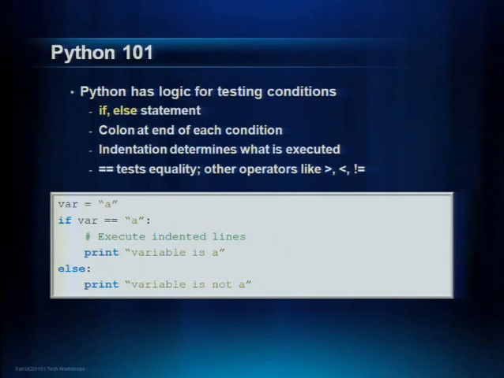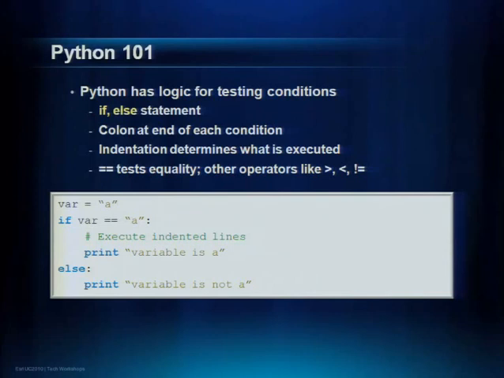There are many different operators for testing conditions. Here we see mostly the double equal sign, which is used to test equality, so that reads as 'is equal to'. There are also other operators, like mathematical operators: greater than, less than, or equal to. There are many different operators you can use.